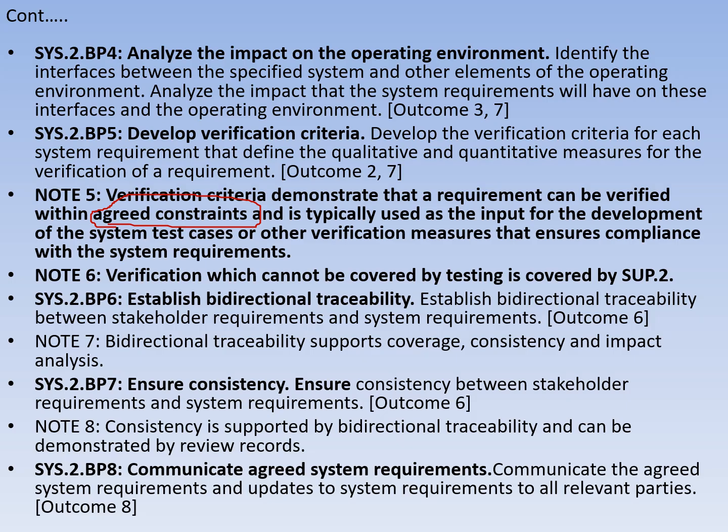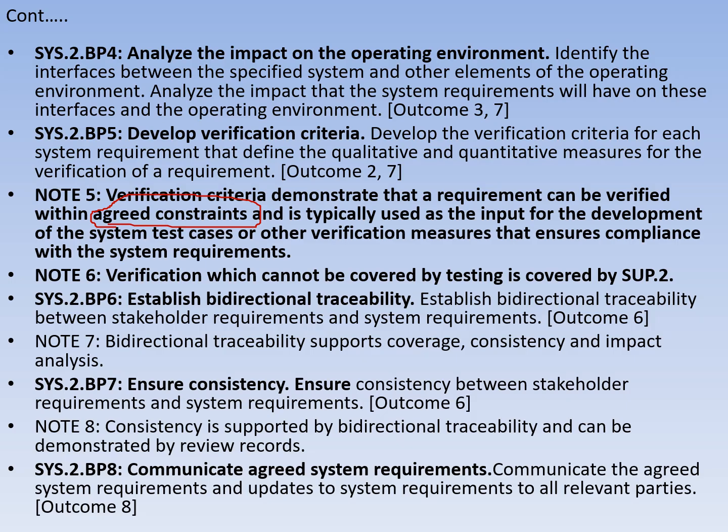Now understanding the bidirectional traceability, this is base practice 6. Again, I emphasize what is the purpose of traceability. You should understand which component affects the result and which result can be traced back to which component. This is what is called established bidirectional traceability.